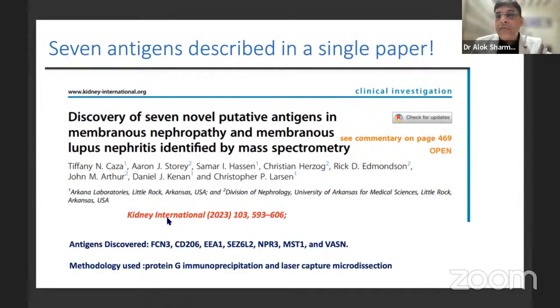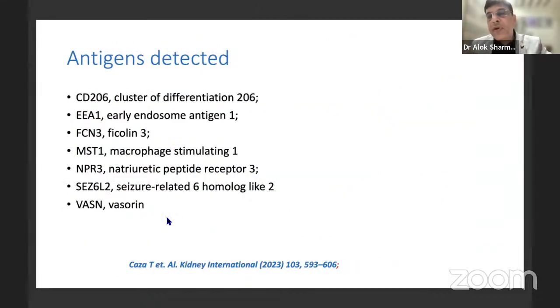And these 7 antigens were described in a single paper, but they used a slightly different technology to detect these. As I told you, laser capture microdissection followed by mass spectroscopy was used for all other antigens. But these 7 antigens were discovered using laser capture dissection followed by a protein G immunoprecipitation. So different technology. And these are the 7 antigens which were discovered in this particular paper, which originated from Arkana Labs in USA. And unfortunately, we do not really have a very clear-cut clinical correlate of these antigens as of date. We are learning about them. As and when we stain them and detect them more, the clinical associations will become clearer.